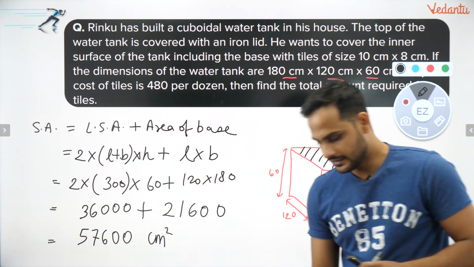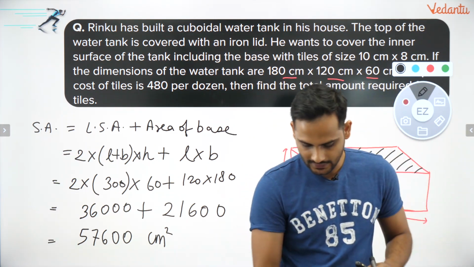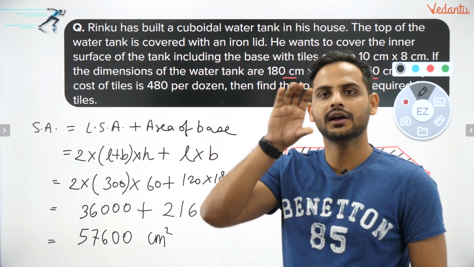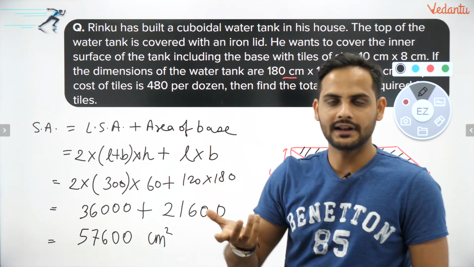Now bacho, see, this is the area which has to be covered with tile. Now suppose you have an area of 10 centimeter square and the area of one tile is 1 centimeter square. So how many tiles will you require? You will say, sir, 10 by 1, which is 10 tiles, right?